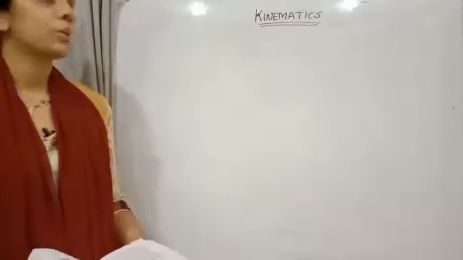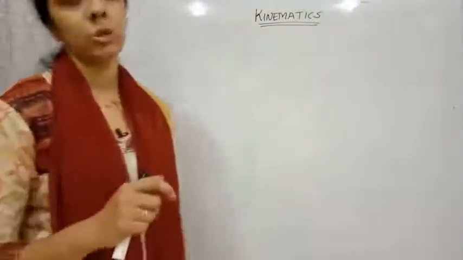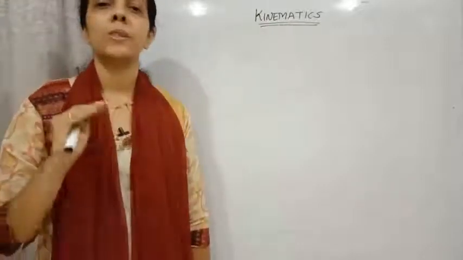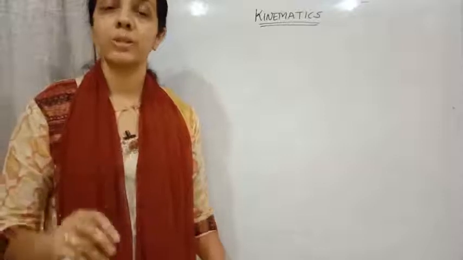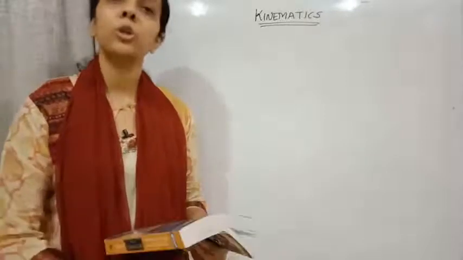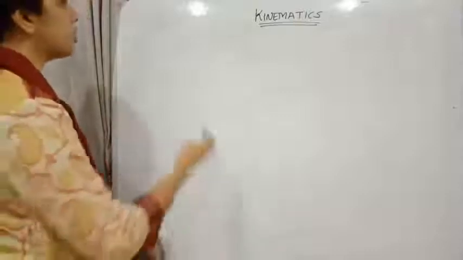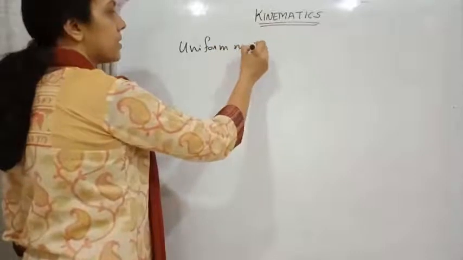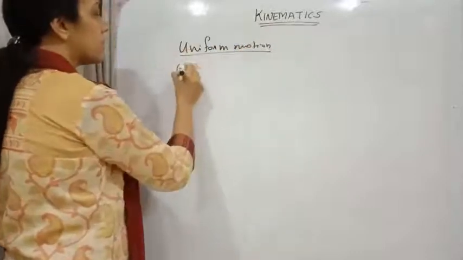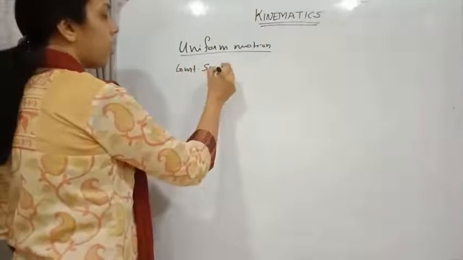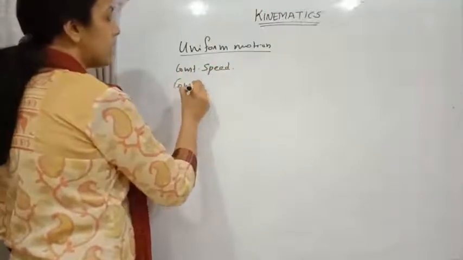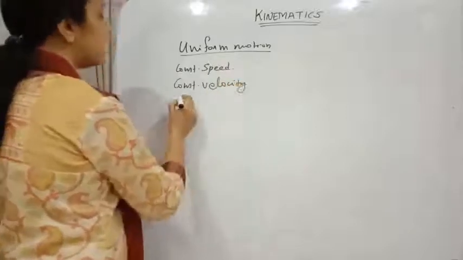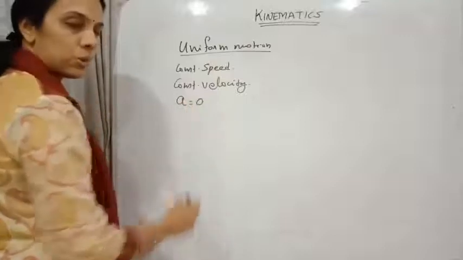So next we are going to do some numericals relating to the uniform motion which we learned yesterday. Uniform motion means it will be moving with a constant velocity. Here in the case of uniform motion, it is moving with constant speed, or we can say constant velocity, then acceleration will be equal to 0.